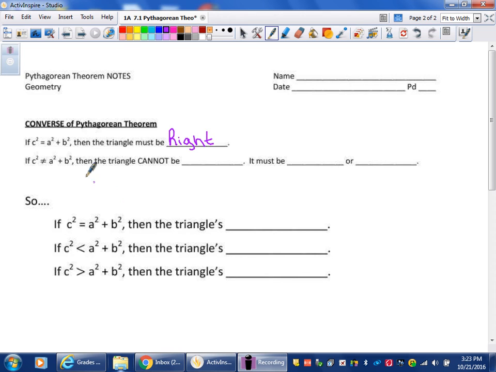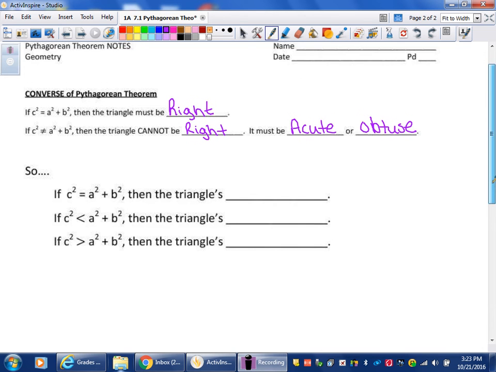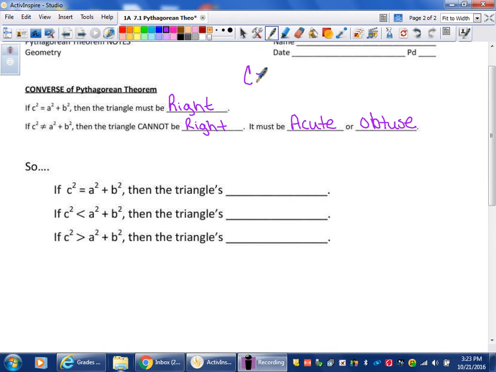Okay? If c squared does not equal a squared plus b squared, then the triangle cannot be right. It must be acute or obtuse. And the way you can find this out is real simple. Remember, C is your longest side, okay?